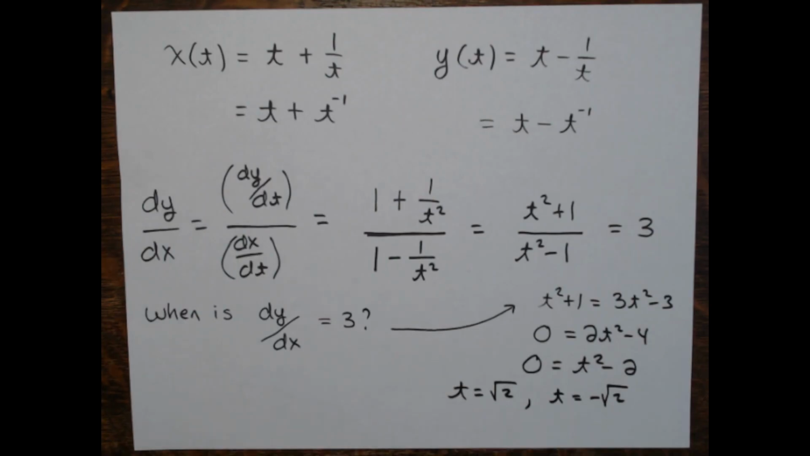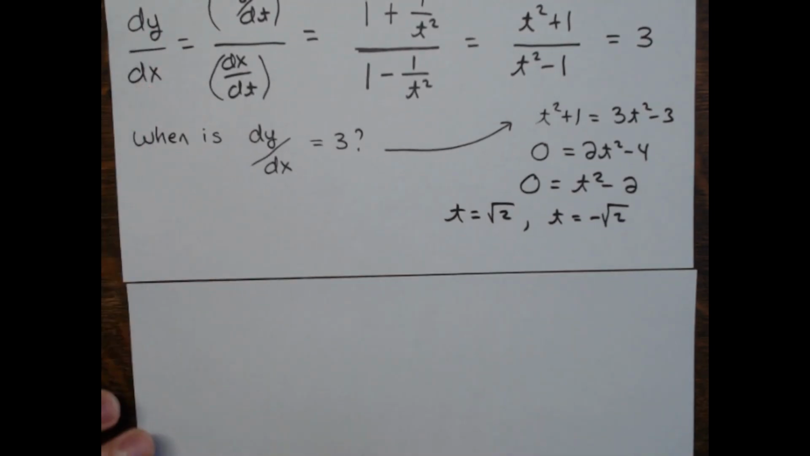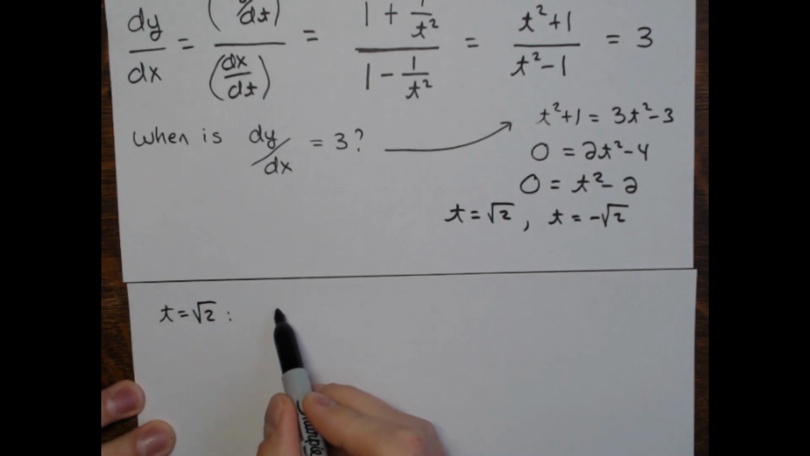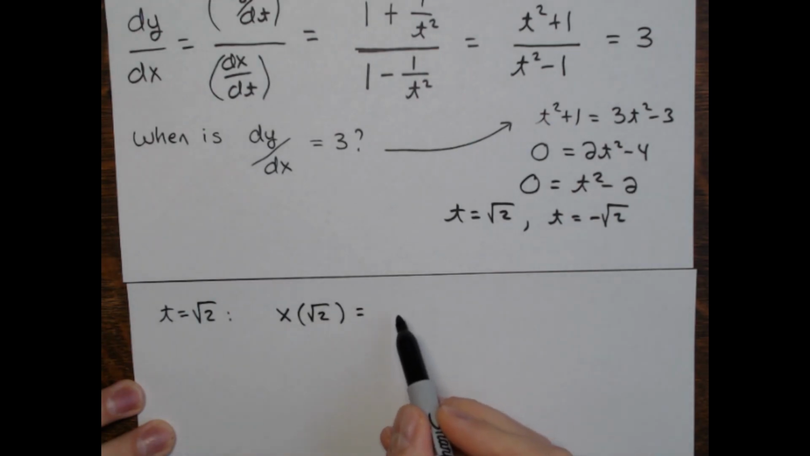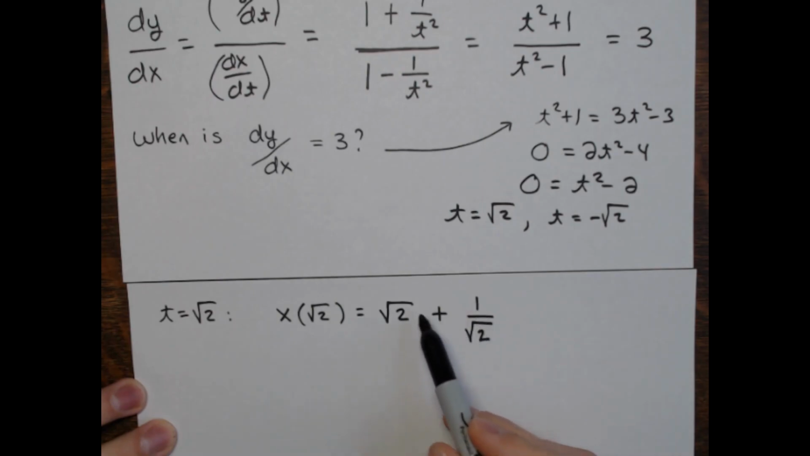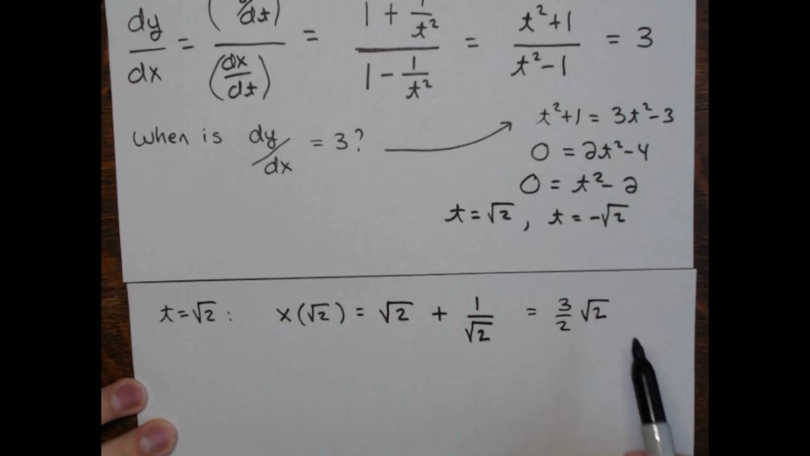All right, so let's figure out what points they are here. When t equals the square root of 2, the x coordinate of our point would be the square root of 2 plus 1 over the square root of 2. If I multiply the top and bottom here by square root of 2, this would be half the square root of 2. So this is 3 halves times the square root of 2 when you put them together.